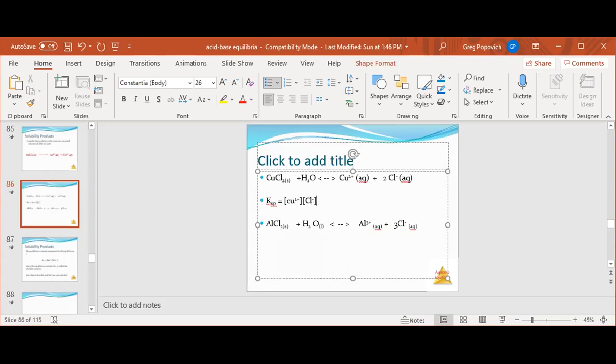Is there anybody that does not see this? Okay. Valeria, if that is true for this solubility, what is Ksp for this second reaction, AlCl3? What do you think that is?